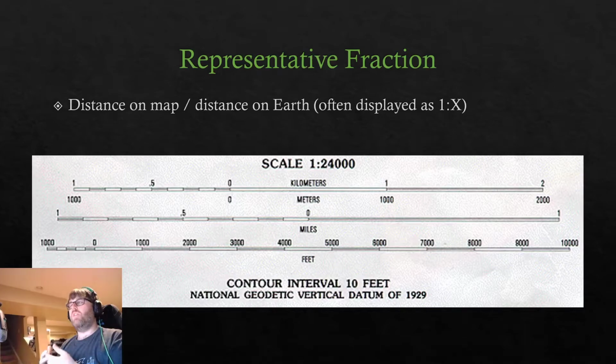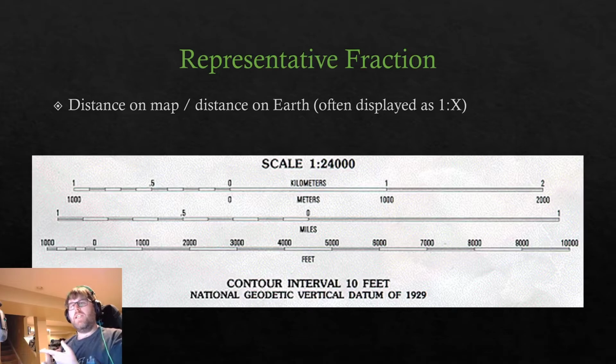So the first numerical scale we'll touch on is a representative fraction. A representative fraction is a map scale where figures representing units are expressed in the form of a fraction or a ratio to indicate that 1 unit on a map represents X units on Earth's surface.